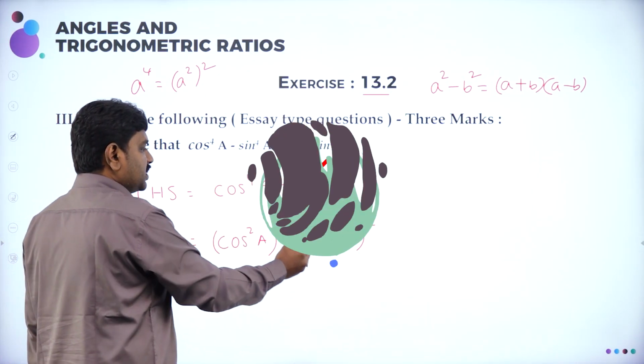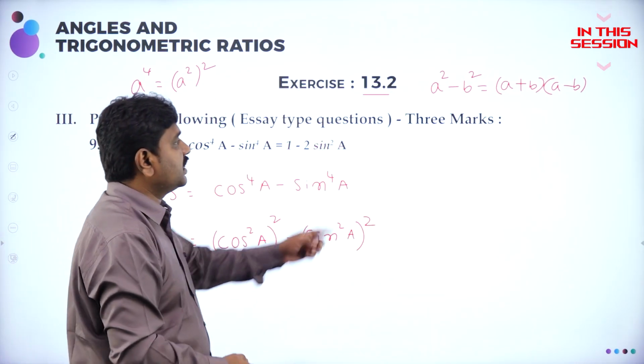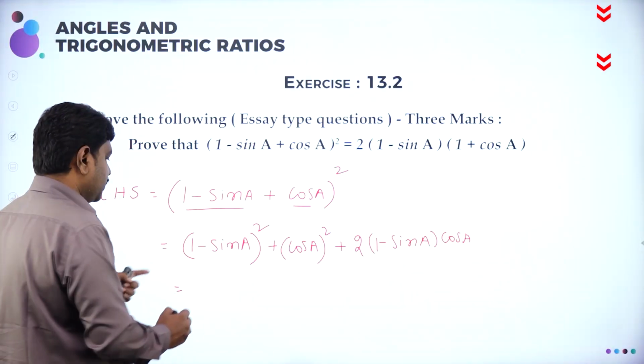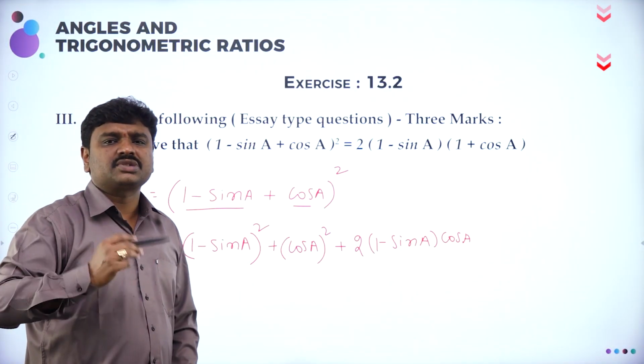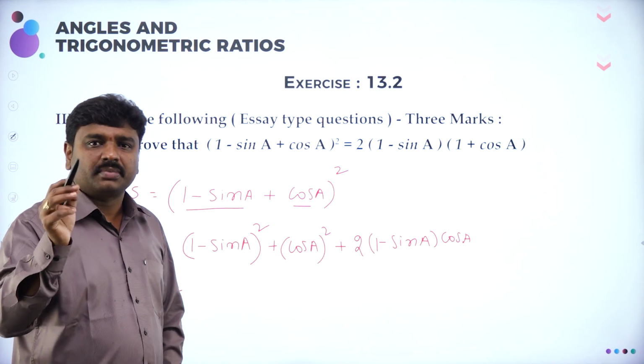cos square a whole square minus sin square a whole square. I am using the formula a square minus b square. It is in the form a minus b the whole square. What is a minus b the whole square? A square plus b square minus 2ab.